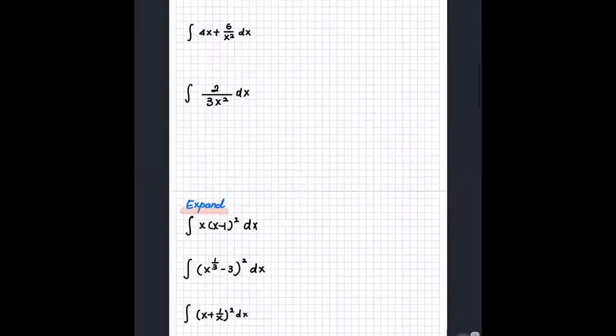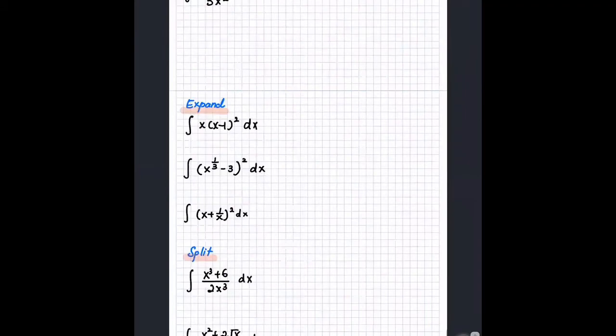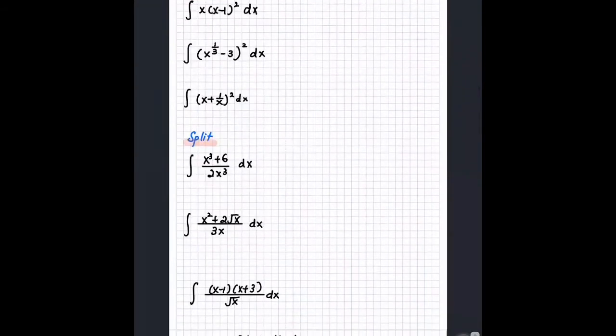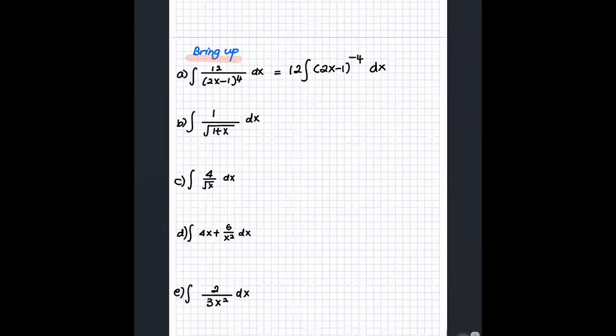We have the expand technique, same like differentiation. And we have the splitting technique, same like differentiation. x minus 1 to the power of negative 4. Okay, and then 2x minus 1 to the power of negative 3, okay, and then times 1 over 2 times 3.